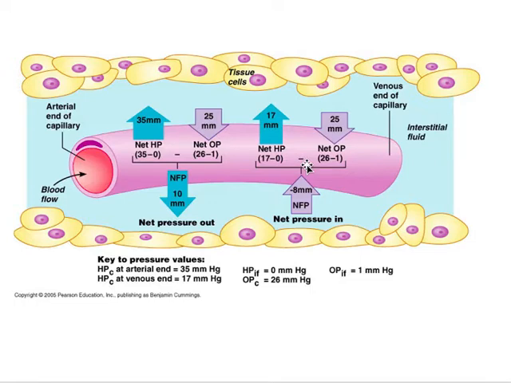However, you'll notice that it's not equivalent. The pressure outward here and the pressure inward here is not the same. So not all of those fluids will actually be able to be recaptured into the blood at the venule end of the capillary. So we have fluids that are left behind. This is called interstitial fluid, IF. Up to 3 liters of interstitial fluid at any time remains behind in your tissue spaces.